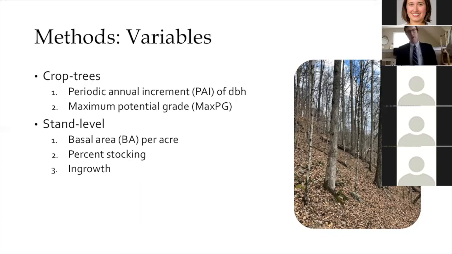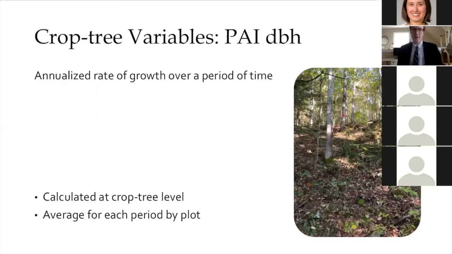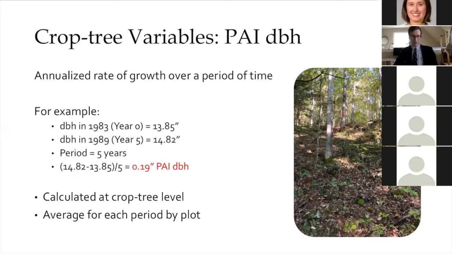So periodic annual increment of diameter is an annualized rate of growth over a period of time. To explain this, I want to walk through an example. One crop tree had a diameter in year 0 in 1983 of 13.85 inches, and then in year 5 in 1989, it grew to 14.82 inches. So that's a period of 5 years.